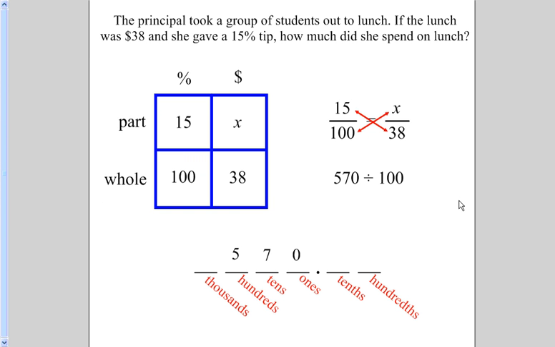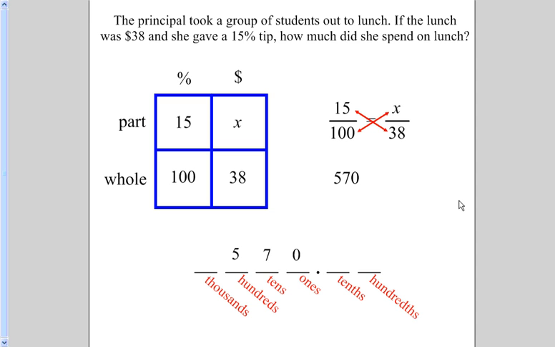Now, we could go ahead and use long division, make this house-like figure and divide 570 by 100. But there's another strategy that we can use that's a little bit easier. And so we're going to look at place value. This is the third strategy that we're going to use to help us solve this problem.